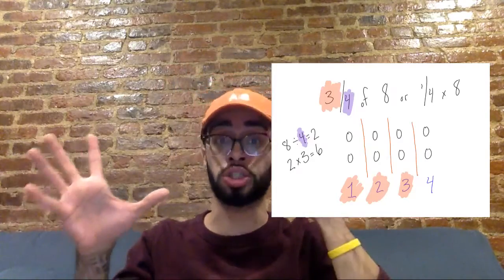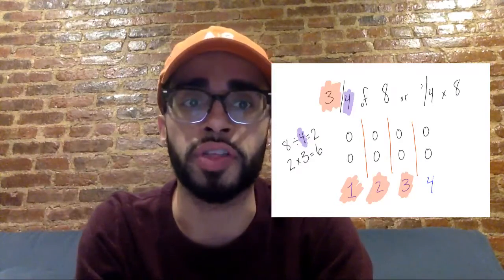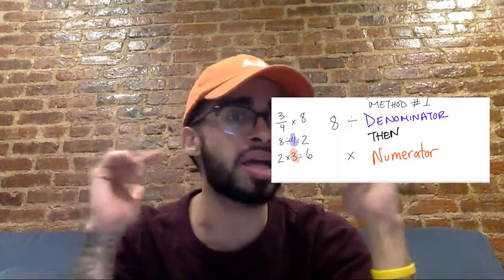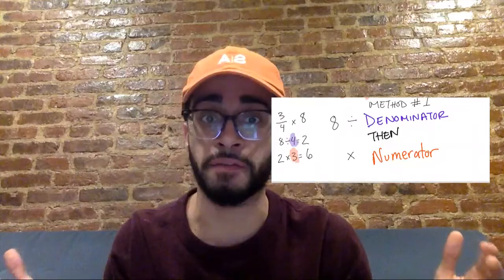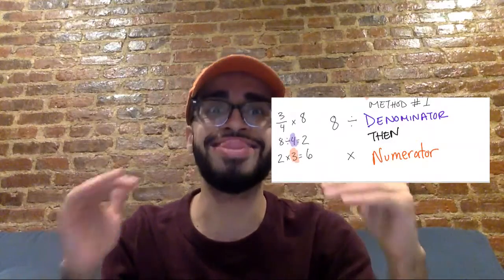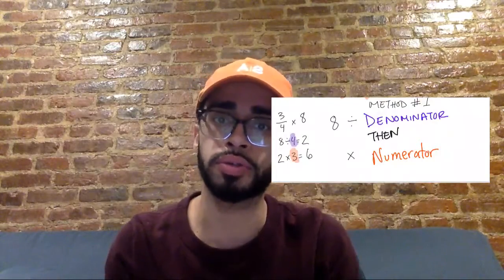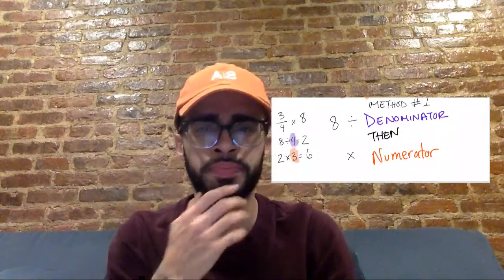So I think we just discovered what our procedure is for this. First, you get your number and you divide it by your denominator. So 8 divided by 4 was 2. Then we multiplied it by our numerator. 2 times 3, well, that equals 6.